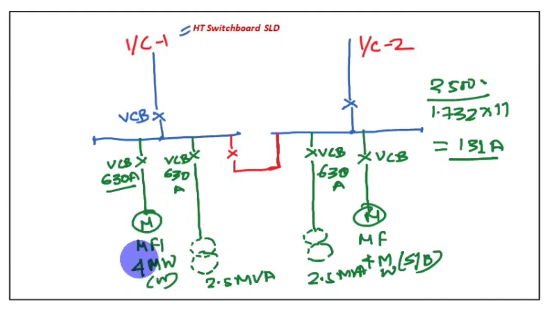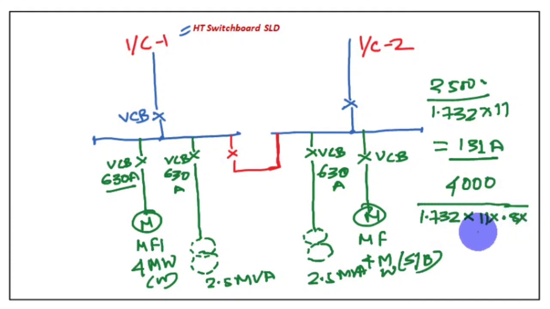And now what will be the rating for this motor feeder? This will be 4 megawatt, that means 4000 kilowatt by 1.732 into 11 into, there is a power factor say 0.8 and efficiency say 0.85. Okay, so what will be the value? Let me check. So it is coming around 309 ampere. So here also 630 ampere is adequate.